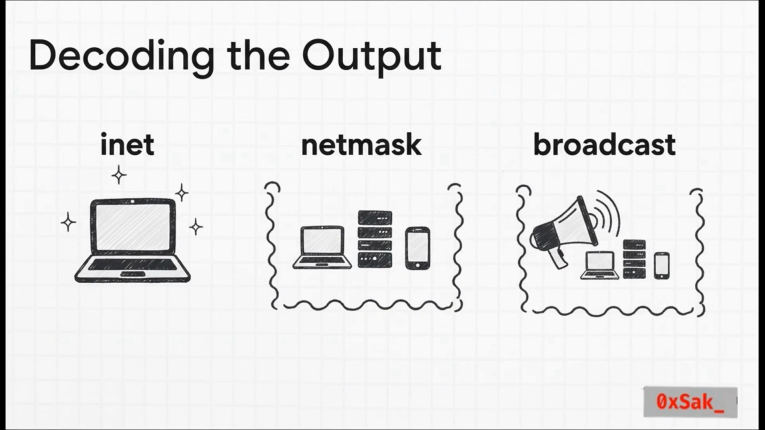All right, let's break this down. The inet address, that's your device's unique ID on your local network. The net mask basically tells your computer which part of that address is the street name and which part is the house number. A really common one like 255.255.255.0, which you can also just write as /24, means those first 3 numbers identify the network. And hey, look at that. There's our broadcast address again.